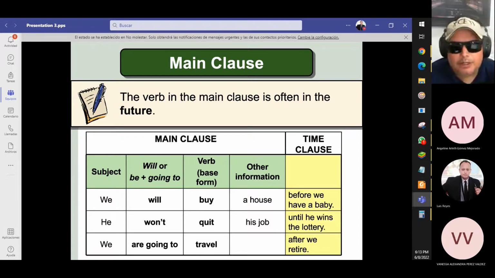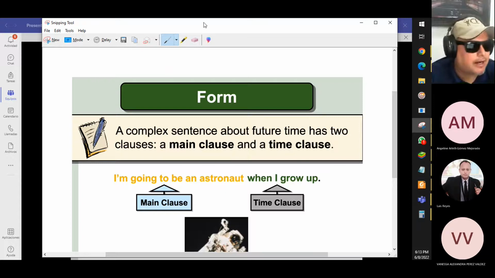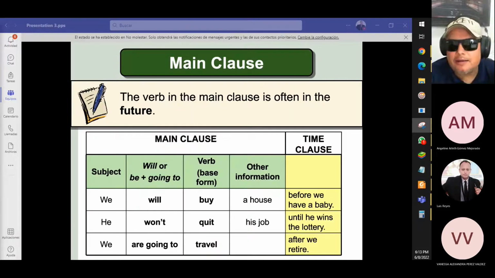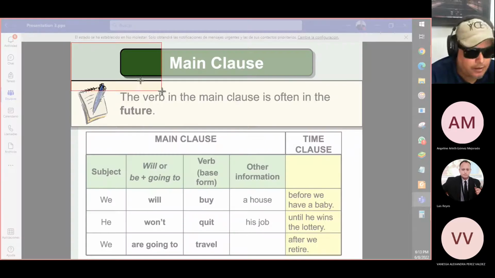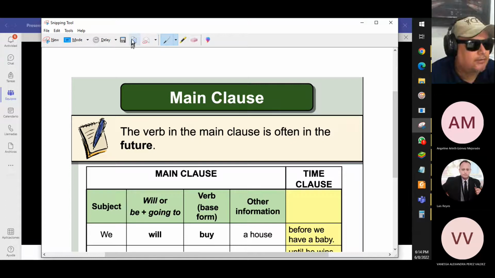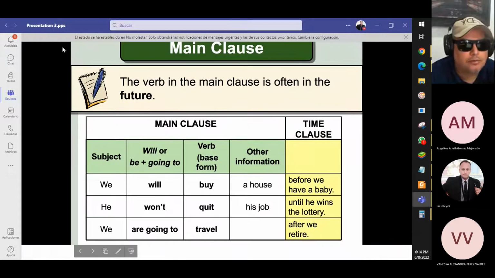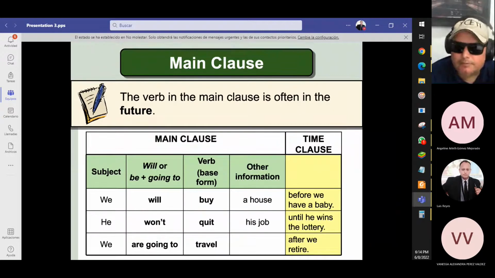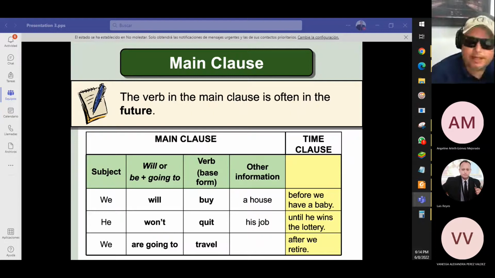El verbo que utilizas para la cláusula principal viene en el futuro. ¿Ok? Justo así como lo vemos aquí. Esto se lo voy a poner nada más en las notas de su Microsoft Teams, ahí por si lo necesitan, ¿verdad? You have your main clause. ¿Ok? For example, we will buy a house, or he won't quit his job, or we are going to travel.